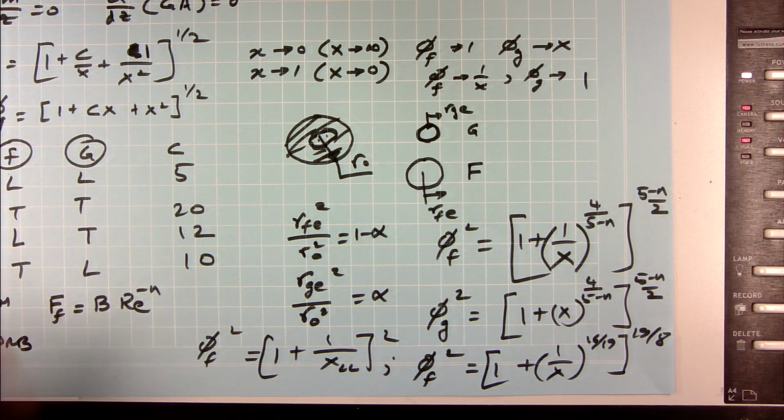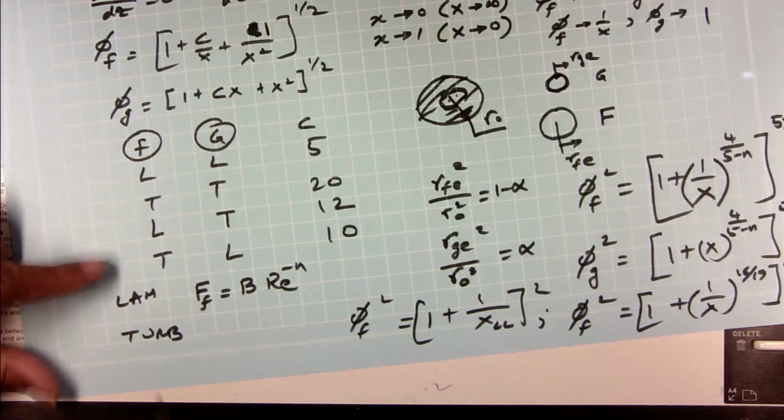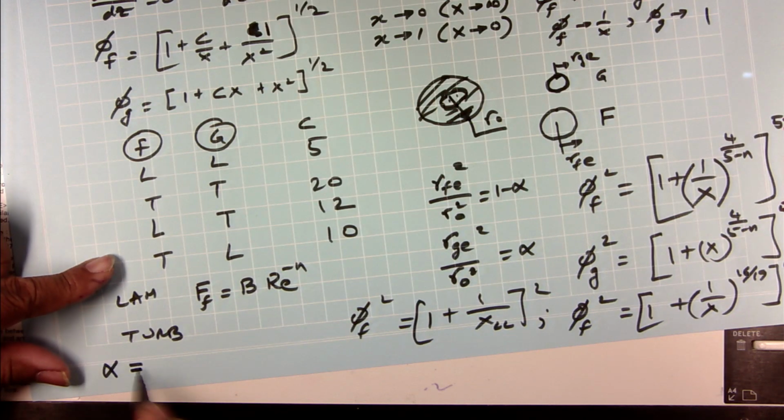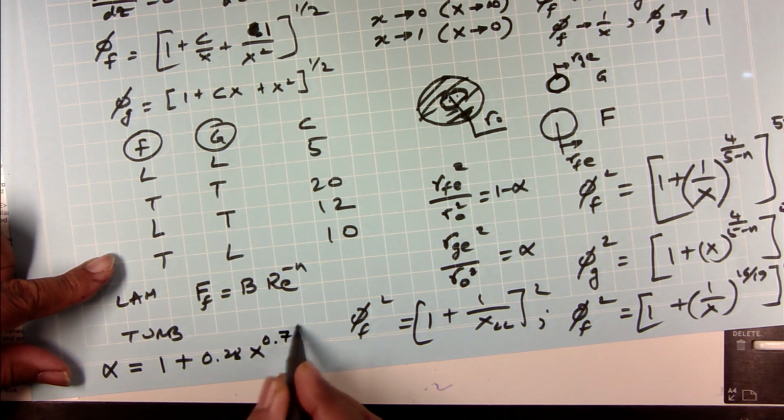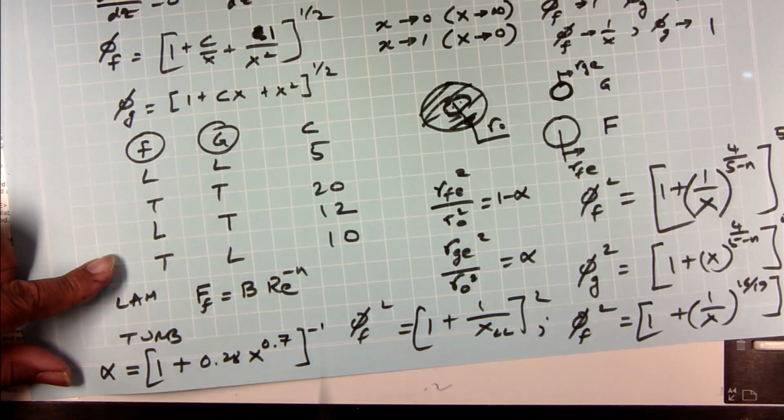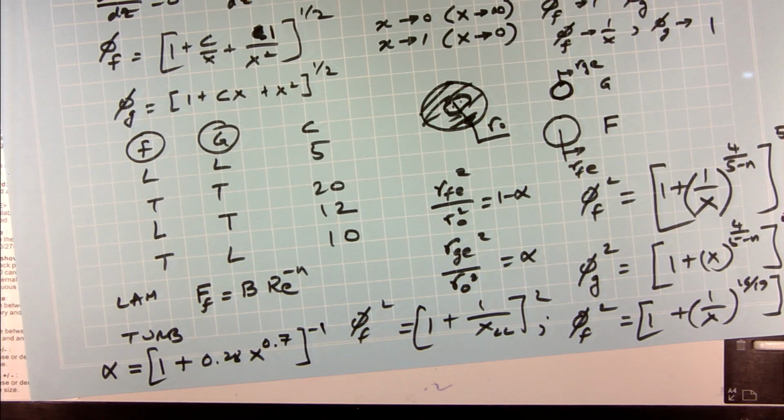Okay. And then the value of alpha becomes very simple, it becomes 1 plus 0.28 times the Martinelli parameter to the power of 0.7, and the whole thing to the power of minus 1. So, from a very simple set of assumptions, I can solve this very complicated equation and get some very simple solutions. That is the beauty of the separated flow model.